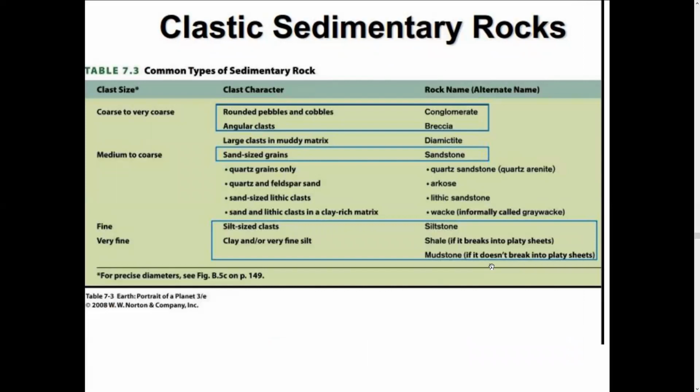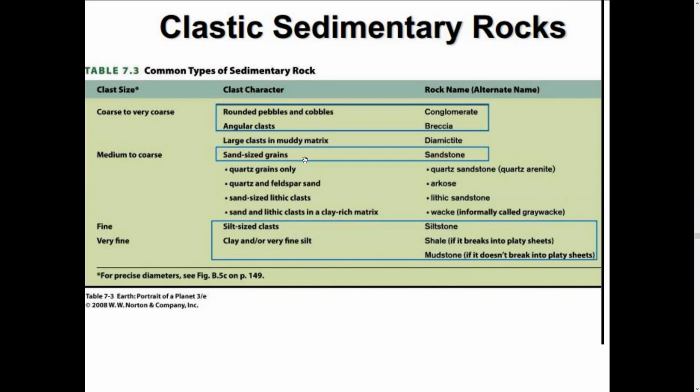So now, here is a table giving us some examples of sedimentary rocks. What are the different kinds of sedimentary rocks out there? The names that are given here are defined based on the size of the fragments that made up such rocks. So if a rock is made up of coarse to very coarse fragments, for example, rounded pebbles and cobbles, that is what we call a conglomerate, right?